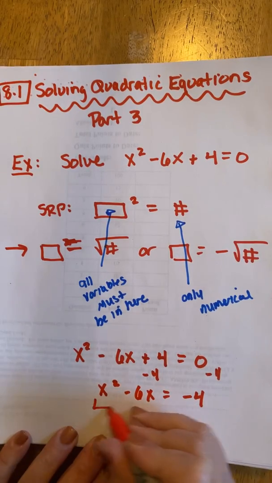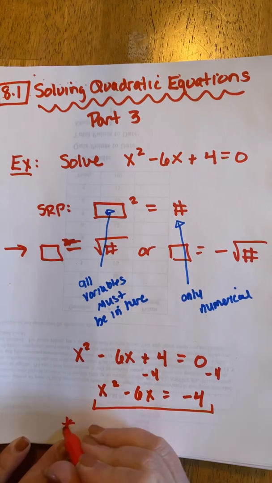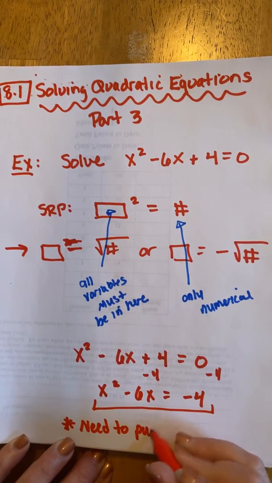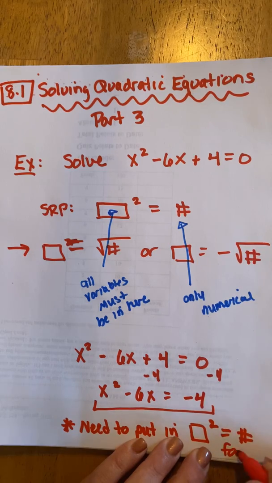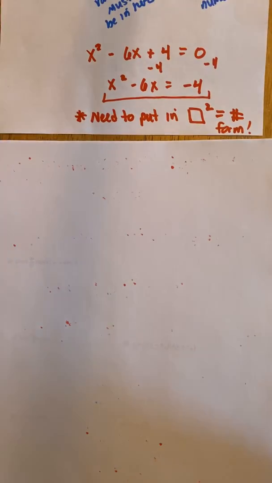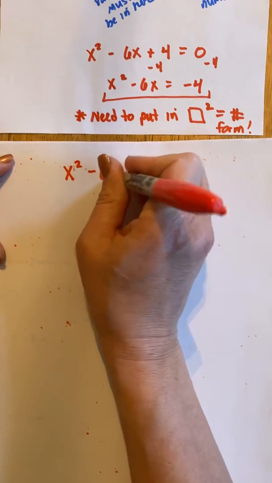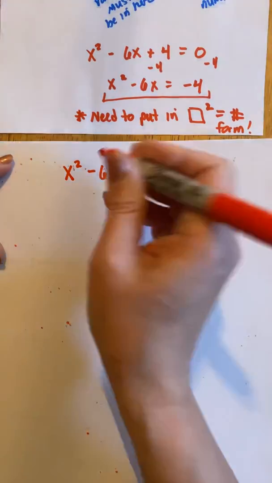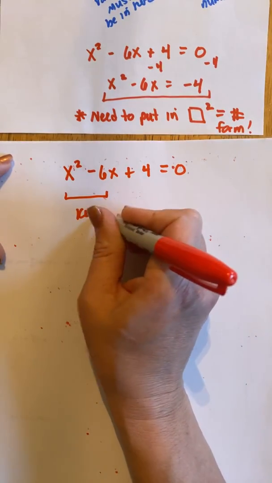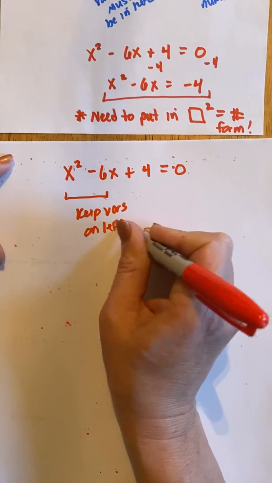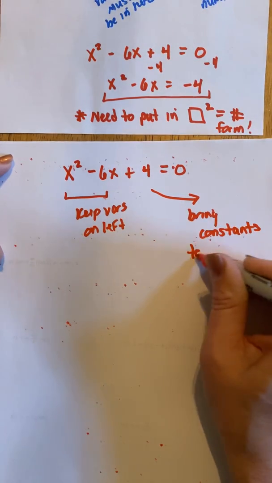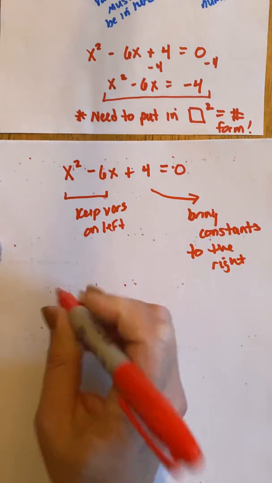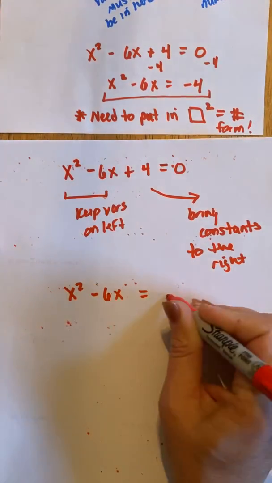So how can we use this in order to solve this? Well, we need to put this in something squared equals a number form. All right, so ready? This is process by example. So we started with x squared minus 6x plus 4 equals 0. So we're going to isolate the variables, keep the variables on the left, bring constants to the right. So we turn it into x squared minus 6x equals negative 4.